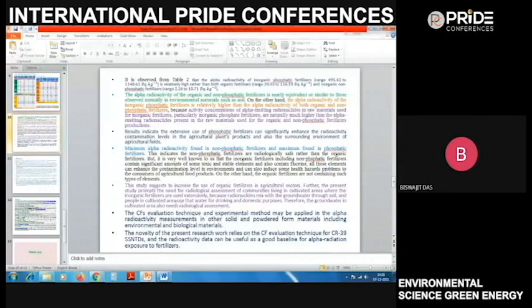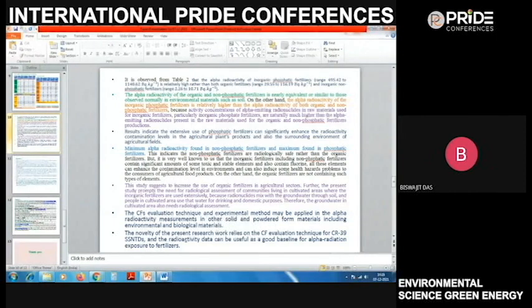Further, the present study prompts the need for radiological assessment of communities that are living in cultivated areas where the inorganic fertilizers are used extensively, because radionuclides mix with the groundwater through soil, and people in cultivated areas use that water for drinking and domestic purposes. Therefore, groundwater in cultivated areas also needs radiological assessment. However, the calibration factors, evaluation technique and experimental method described in the present study may be applied in alpha radioactivity measurements in other solid and powdered form materials, including environmental and biological materials.